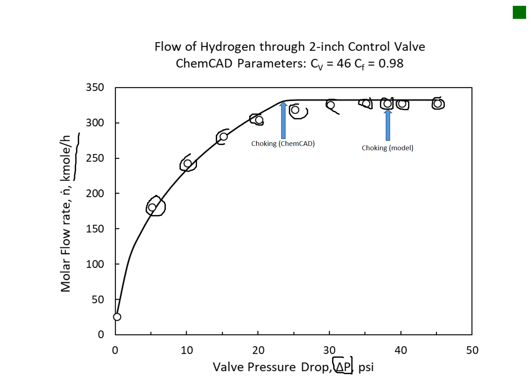I did the same simulation using ChemCAD. I had to modify the CV to be 46 and the critical flow factor to be 0.98 in order to use the ChemCAD model to fit the data as best I could. And so when we're dealing with gases, we might have to do some adjustments in ChemCAD for the valve coefficient and the C sub F in order for it to give us the results that we calculated with the rigorous equations.